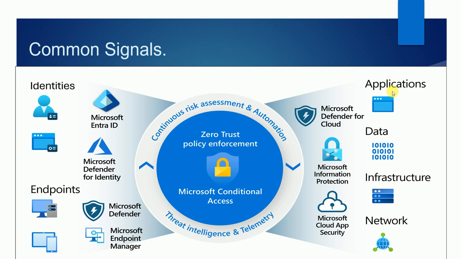Now, here are the applications. These are the identities, and here are the applications: Microsoft Defender for Cloud, data, infrastructure, network, cloud app security, or Microsoft Purview protection. So these are the common signals from where signals are generated.